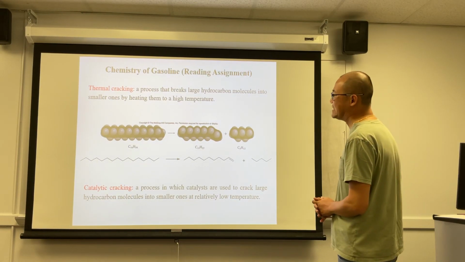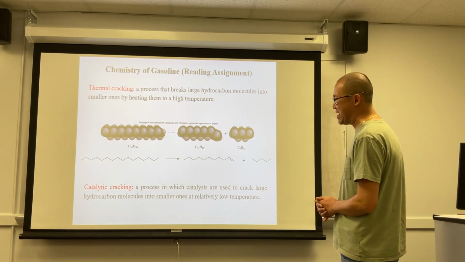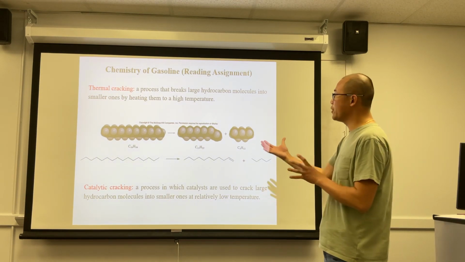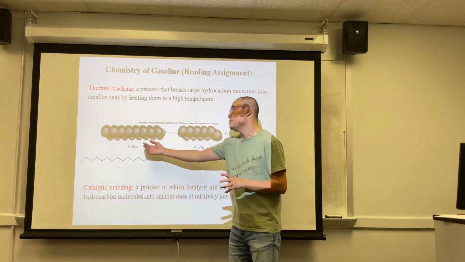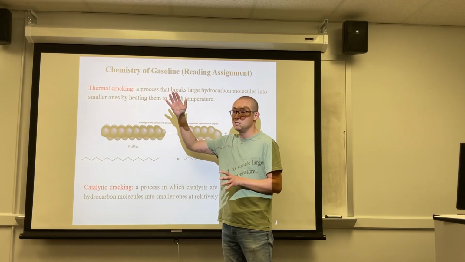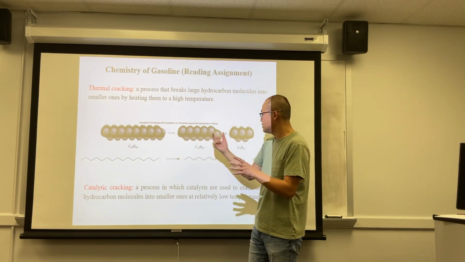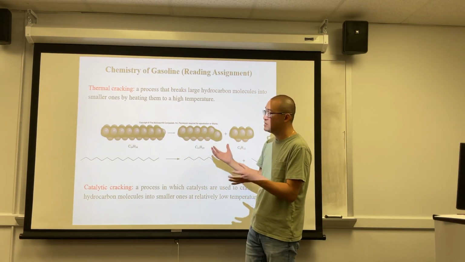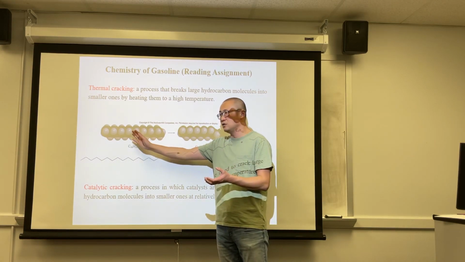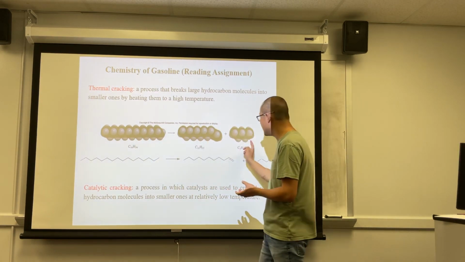Okay, cracking basically is to break large molecules. We know oil contains what? Hydrocarbons, ranging from 1 carbon all the way to 50 carbons. So in order to make use of the smaller carbon chains, because they're more useful as fuels, the oil industry sometimes breaks large hydrocarbons into smaller ones.